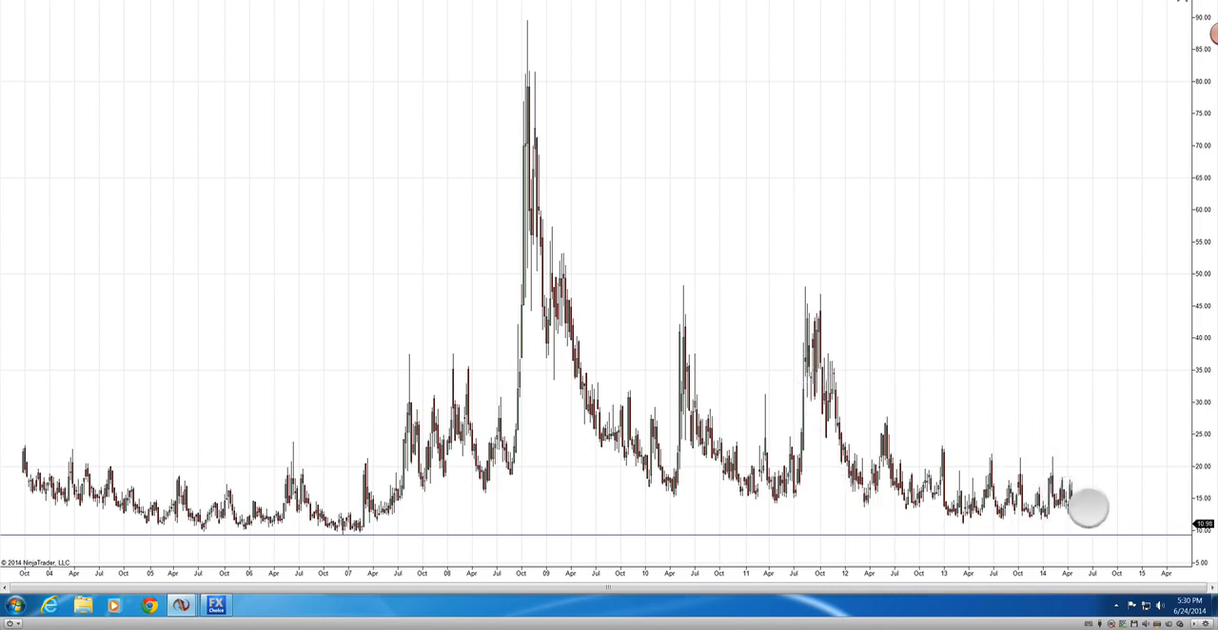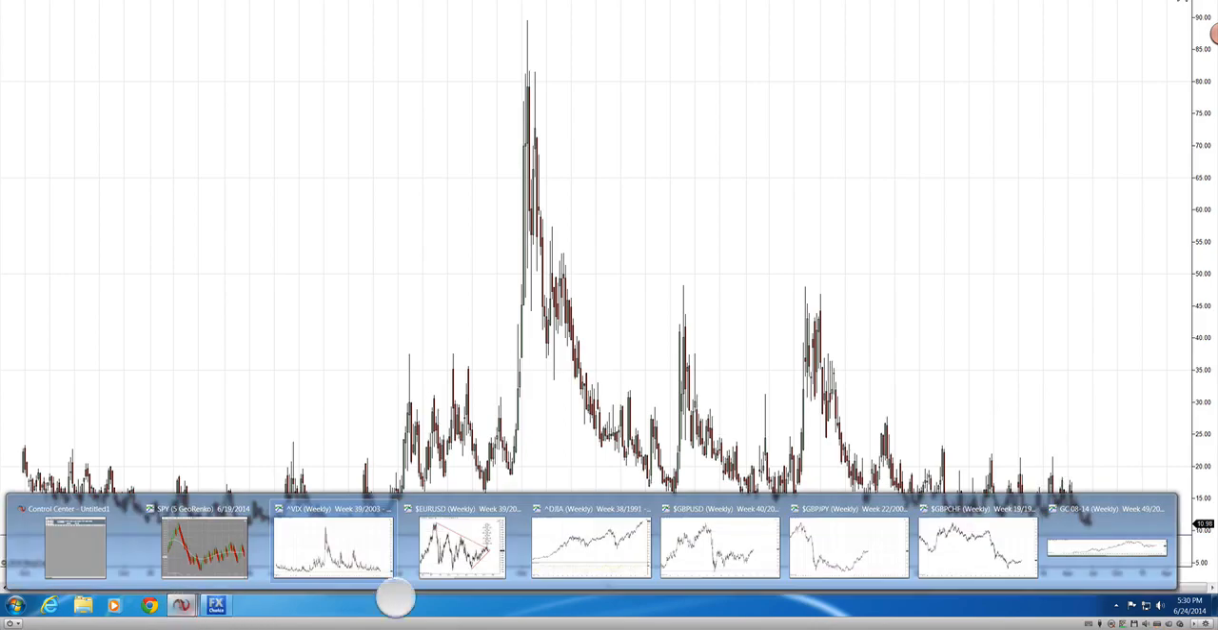So once again, the volatility index is a good investment. There are a couple of others. Let's look at some others.